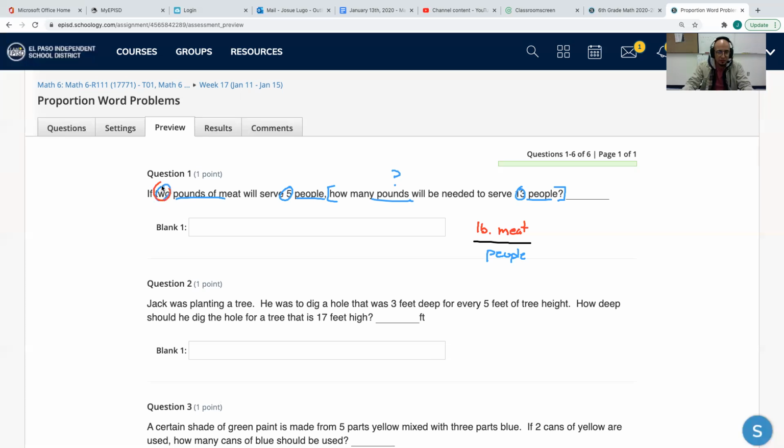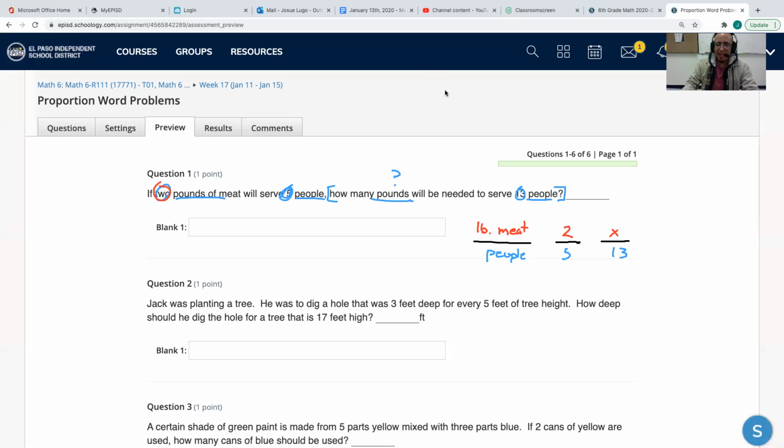We have 2 pounds of meat for 5 people. So 2 over 5, and that is my ratio. And now let's write our equivalent ratio with whatever other information is given here. We're trying to find out how many pounds, so we don't know how many pounds. For 13 people, 13 is people, so it goes on the denominator. Oh, that's a 12. That's not a 13. 13 people. Awesome.